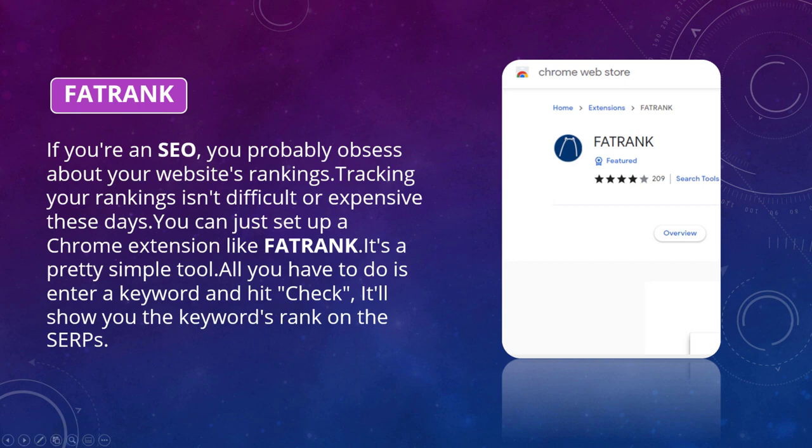FatRank is basically a rank tracker. You install it in Chrome, and if you go to a particular website and click on it and type in a keyword, say you're on my site, superstarseo.com, which I hope you are, and you type in Superstar SEO, it's going to show you where I rank for Superstar SEO. So it's a cool way to quickly check where your page ranks for a particular keyword.